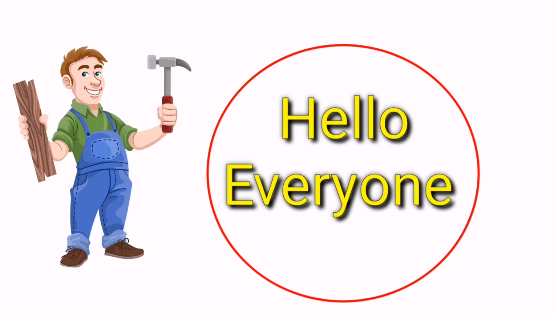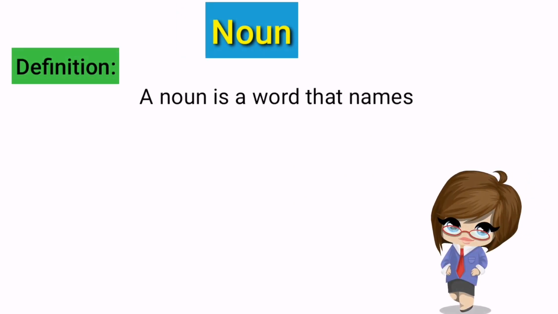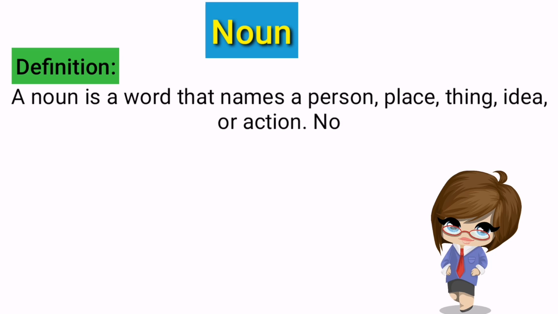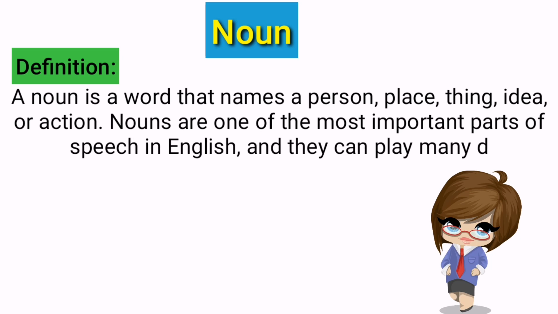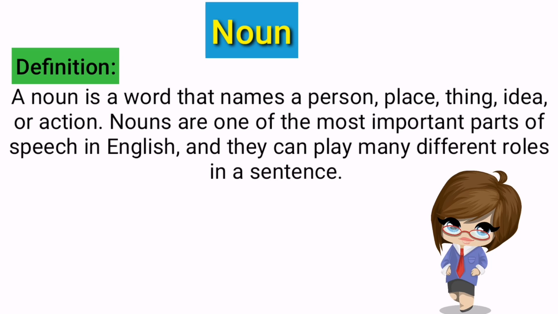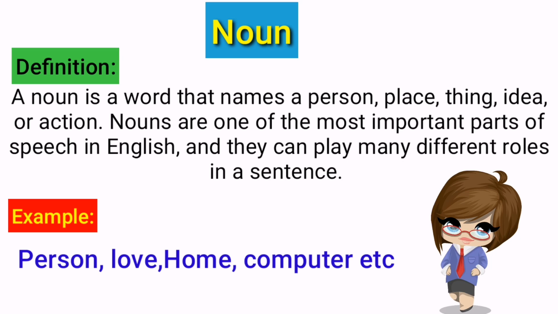Well, without wasting time, let's move and start. First, we should know the concept of noun in grammar. It can be defined as: a noun is a word that names a person, place, thing, idea, or action. Nouns are one of the most important parts of speech in English, and they can play many different roles in a sentence. For example, person, love, home, computer, etc.